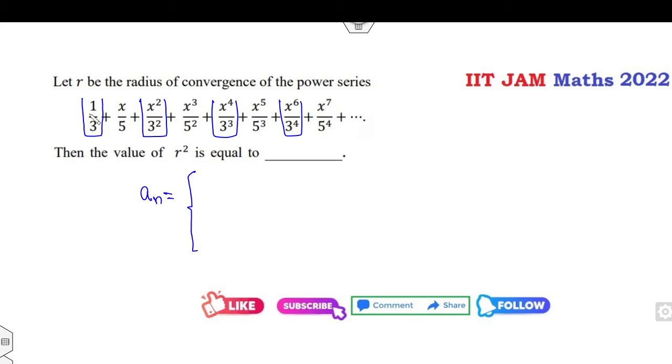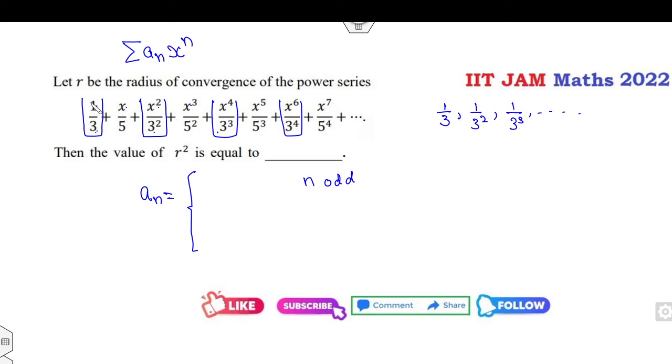Fine. So I can write this series as two expressions. The power is a_n x raised to power n, with n equal to 0, 1, 2, 3. So what is a_n? Corresponding to the odd terms, when n is odd, the expression will be with respect to 3. So the coefficients are 1 over 3, 1 over 3 square, 1 over 3 cube and so on.